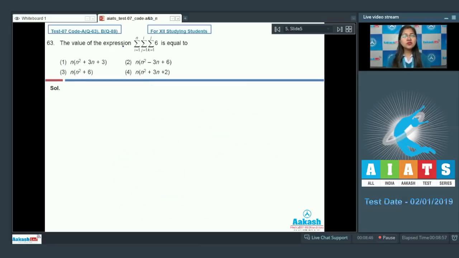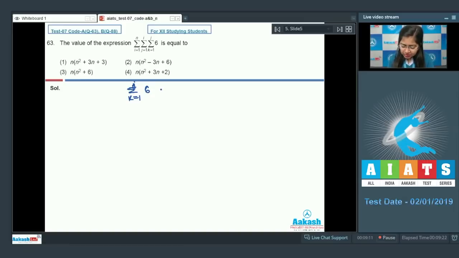Next is question number 63, which says that the value of the expression summation i going from 1 to n, summation j going from 1 to i, summation k going from 1 to j of 6 is equal to. Now here, firstly let us find the value of summation k going from 1 to j of 6, right?